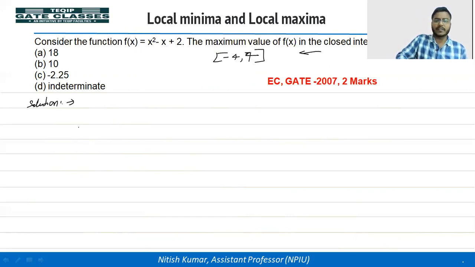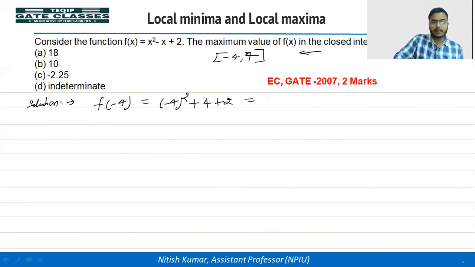What is the functional value at the endpoints? So we can calculate f(-4). What are we getting here? Minus 4 square plus 4, it will come. So we are getting 16 plus 4 plus 2, 22.